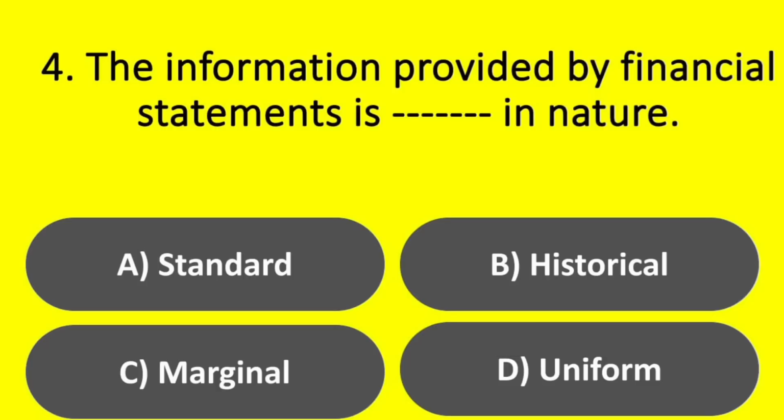The information provided by financial statement is dash in nature. Option A, Standard; option B, Historical; option C, Marginal; option D, Uniform. Answer: option B, Historical.